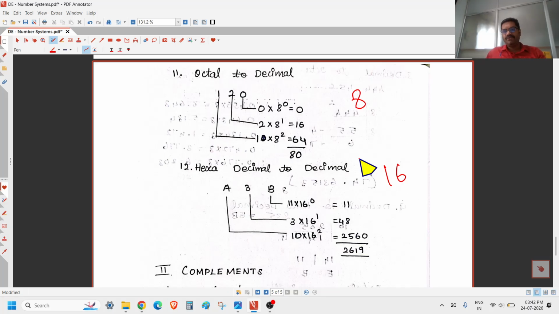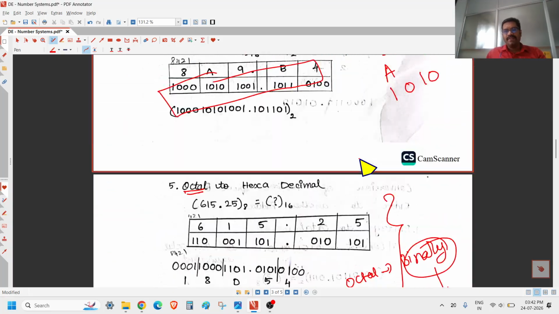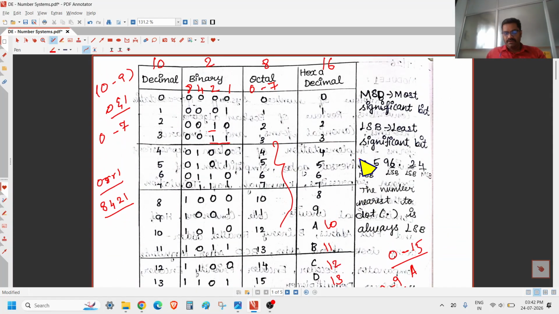So this is how we convert numbers from one radix to another radix, right? I hope you like this content. In today's class, we have discussed the types of numbers, that is decimal, binary, octal, and hexadecimal. And after that, we discussed conversion from one radix of number to another radix of number.